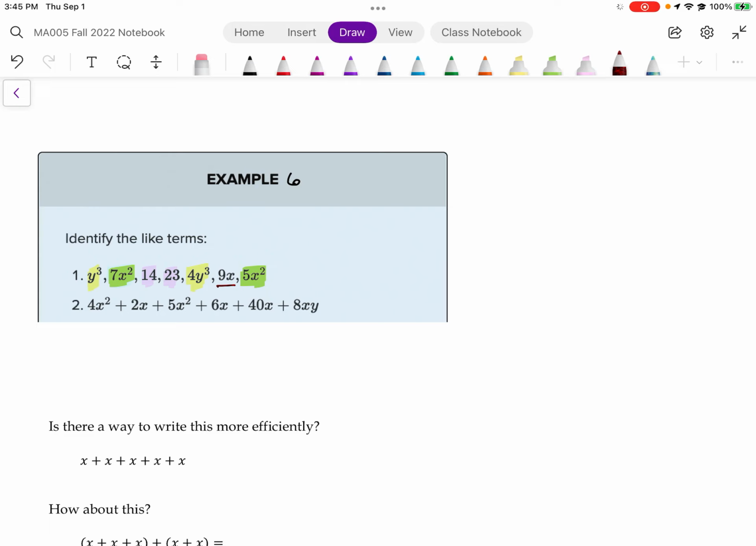All right, next one. 4x squared is here. I meant to change to that. 4x squared, and I see a 5x squared. All right, notice now these are separated by plus signs. This is an expression. The one with commas, that was just a list of terms. This is an expression. All right, so now we've got 2x. What's a like term to 2x? Well, we've got 6x, and we've got 40x. And then the last one is this 8xy. It doesn't have anything like it.